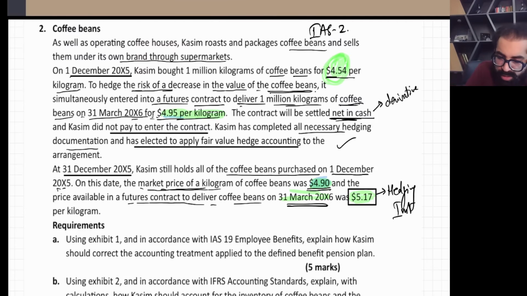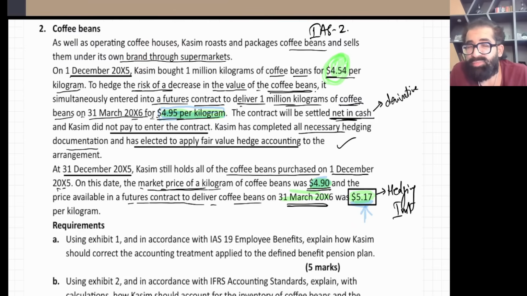How? We promise to deliver somebody for 4.95 per kg, but in the real market now the price is 5.17. But as we have promised, we have locked the price at 4.95, so still we have to deliver at 4.95, so it's a loss. In the hedging instrument it's a loss, and in the hedged item it's a gain. I hope you can see it.